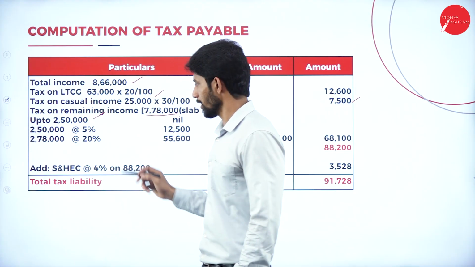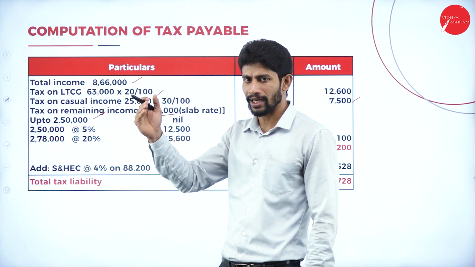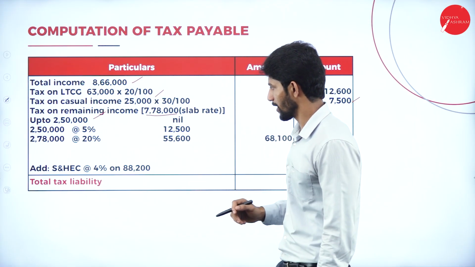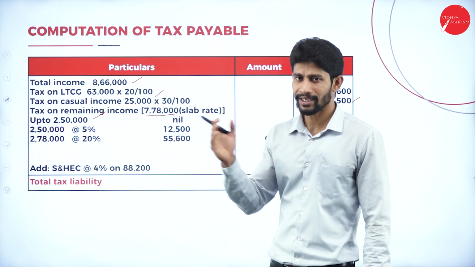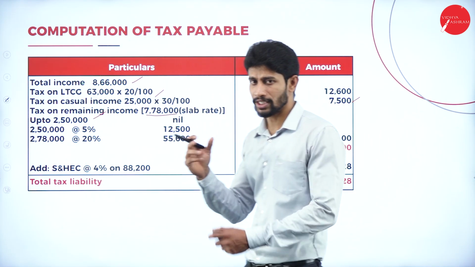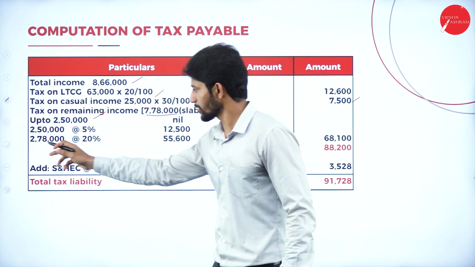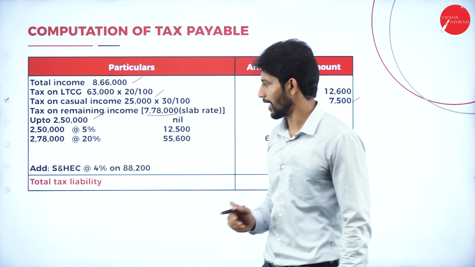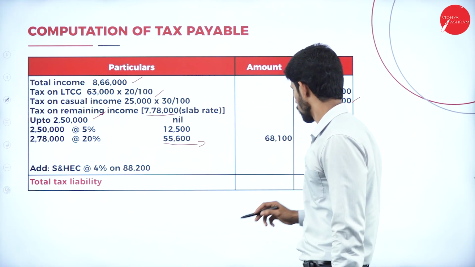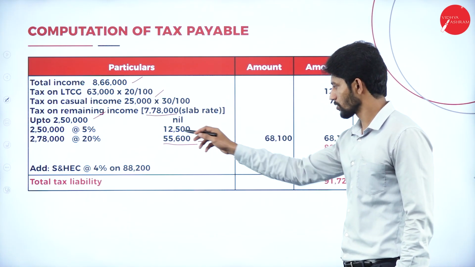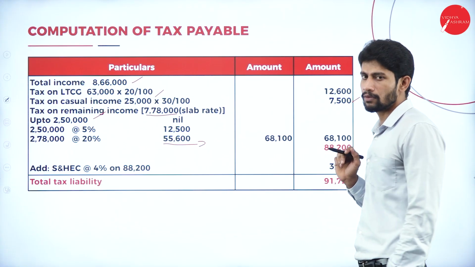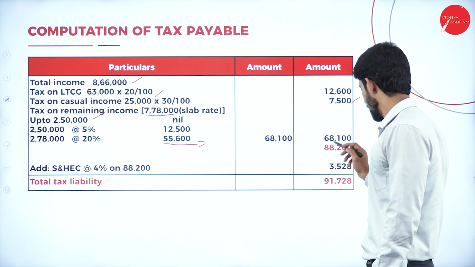So up to 2,50,000, no tax. Next, 2,50,000 to 5 lakh. What is the difference amount we have? 2,50,000, 5% tax, 12,500. Next, 5 lakh to 10 lakh. What is the difference amount we have? It is 2,78,000 we have. So 2,78,000 into 20%, you will get 55,600. So here in the amount column, you will get the total of this two, 68,100. So take it to outer column, add all the values of outer column, you will get 88,200.